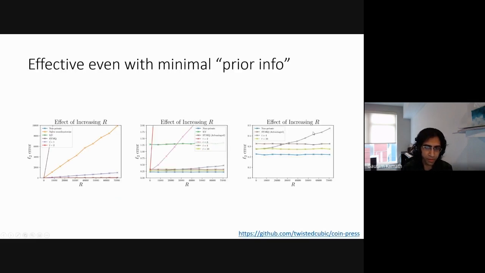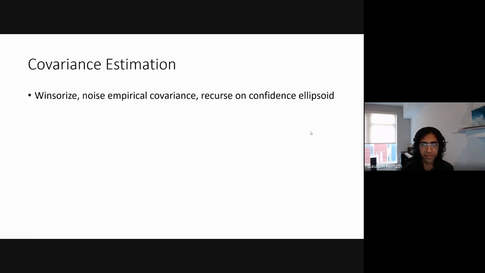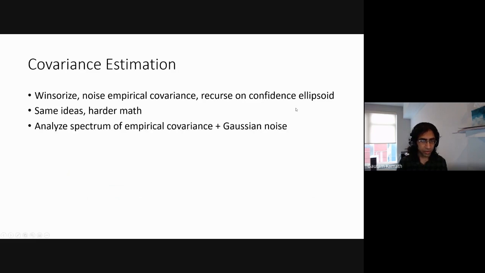Cool. So everything I've shown you so far is for mean estimation. I'm going to mention that we can also do covariance estimation. Actually, I don't even have slides for this. But I just want to mention that this also works for covariance estimation, which is a fairly similar algorithm, but it has to take into account the geometry that we get in a covariance setting. So all we do again is Winsorize, noise the empirical covariance, and then recurse, this time on a confidence ellipsoid or a ball, just to deal with the geometry. Same ideas with harder math, you have to analyze some spectra, etc.